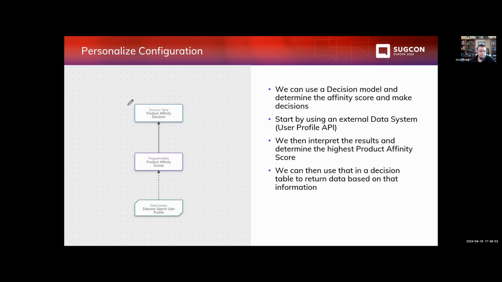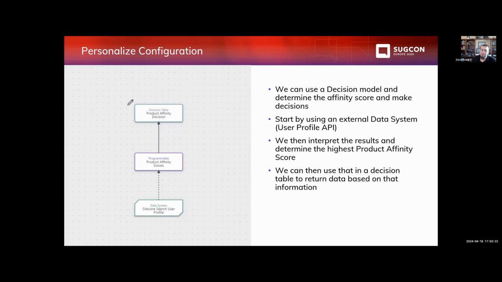So basically from top to bottom, or bottom to top, I mean, in this diagram, we have a connection at the bottom. This is basically the API I referenced before, to reach out to the user profile service, and you pass it, like I said, the search user ID as well as the domain ID for your Sitecore Search tenant. And then that returns information.